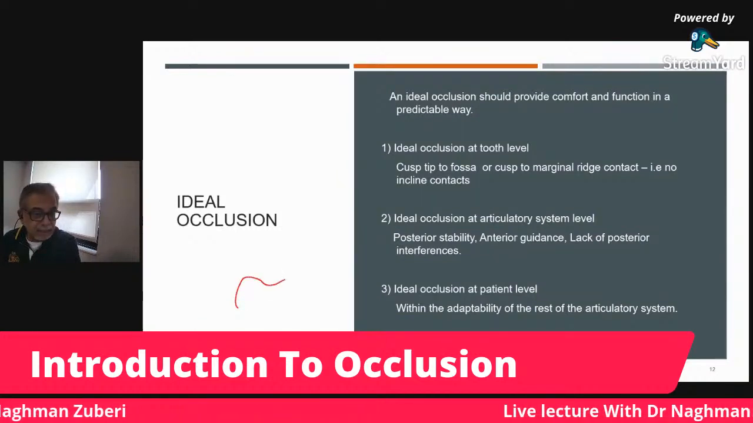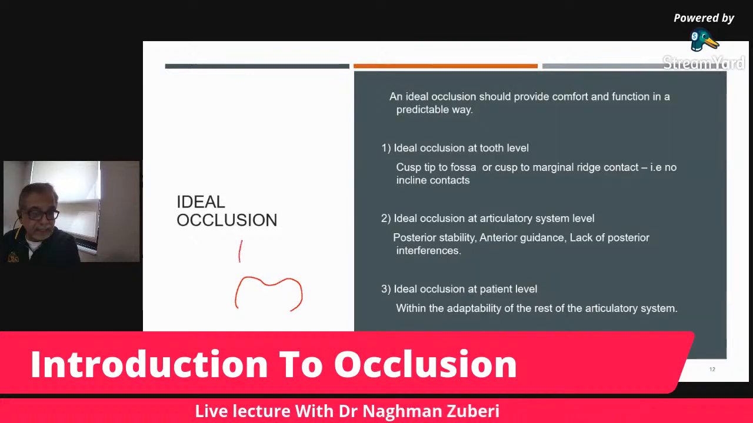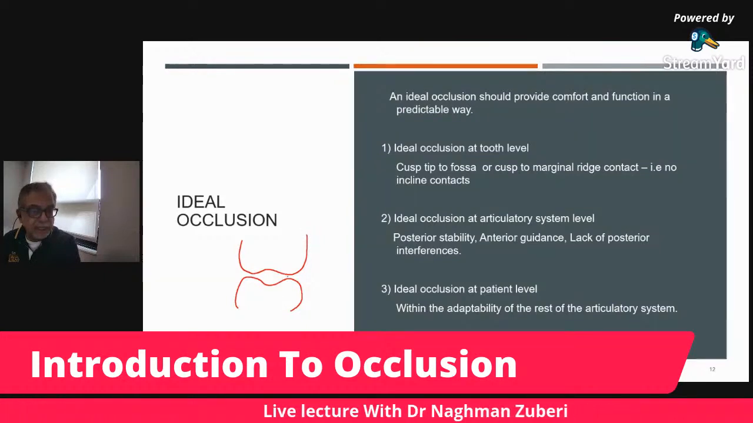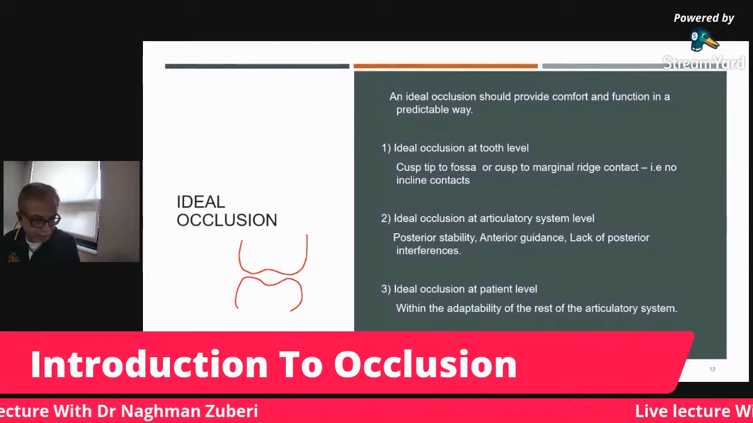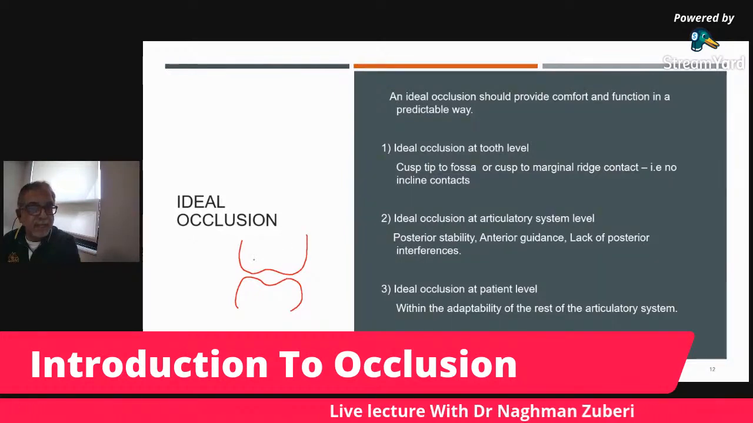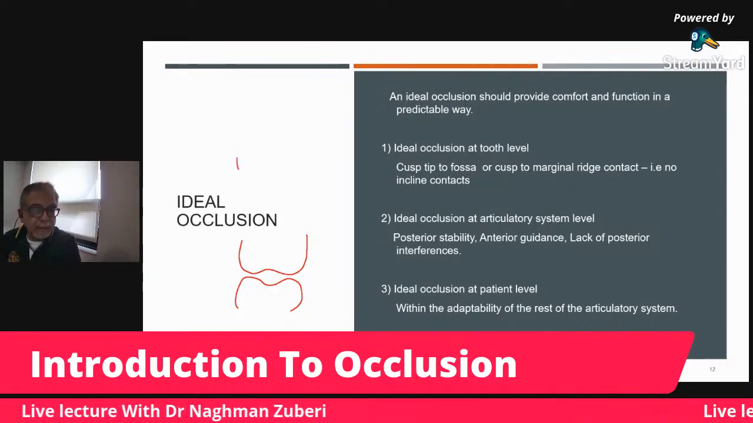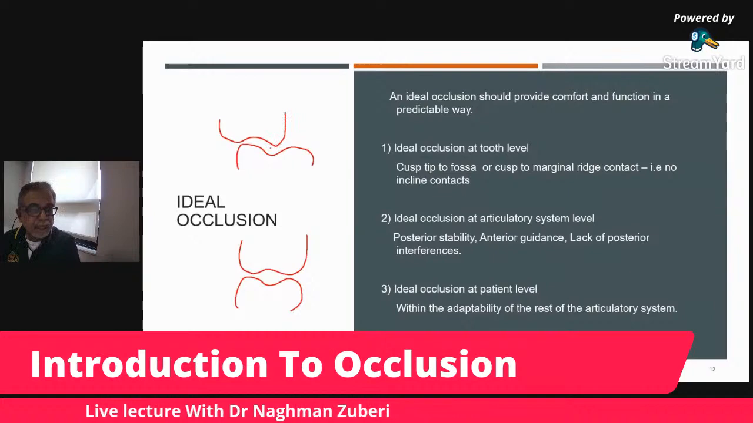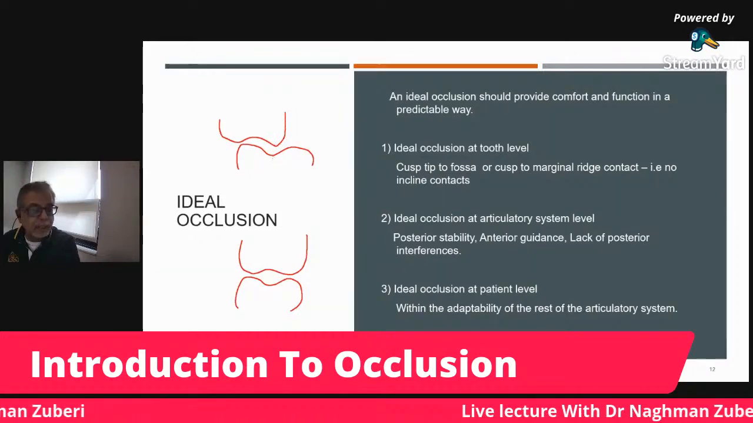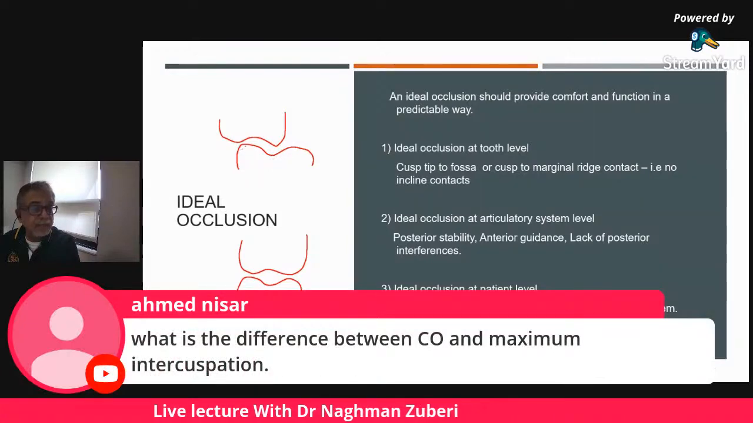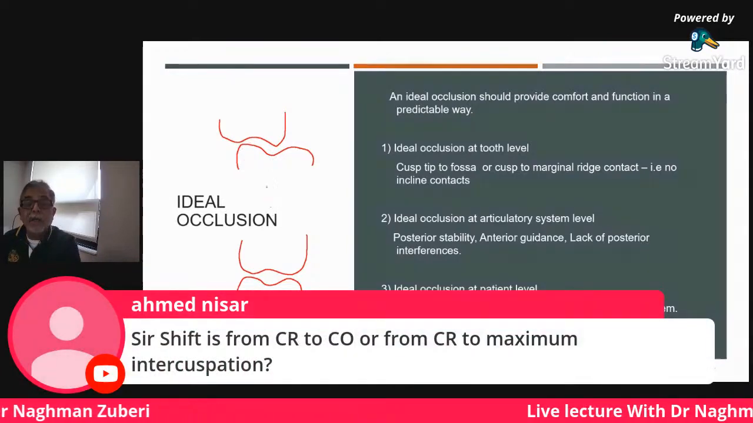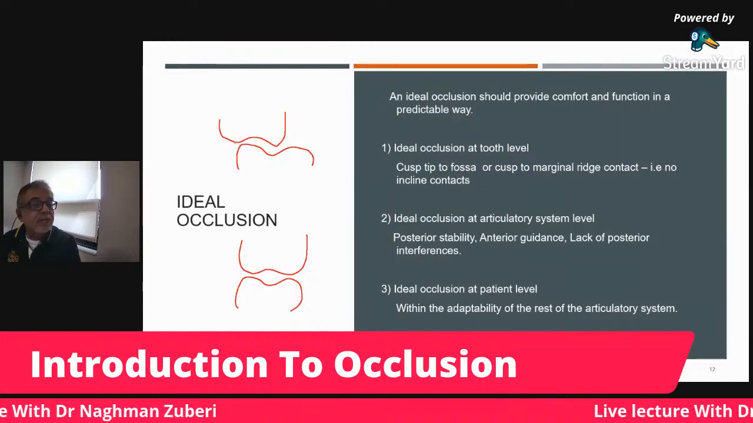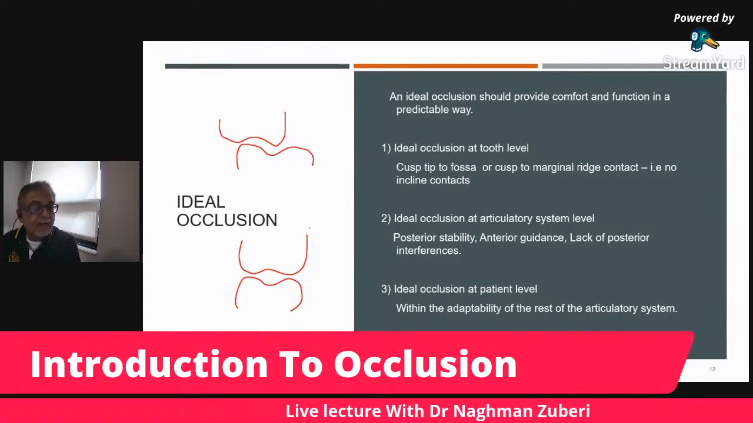Say, for instance, this is lower and this is upper molar. If they are in this relationship, it is a cusp to cusp relationship. This is not considered an ideal relationship. Ideally, we should have a cusp fossa relationship. Here, this cusp is occluding into this fossa, and this cusp is occluding into this fossa.